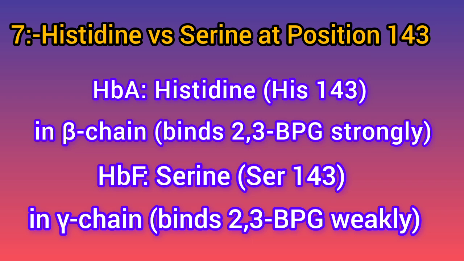2,3-BPG is a highly ionic molecule with a negative charge. Because of the presence of histidine and other amino acids, there is a formation of a positively charged central core in the deoxygenated state. Therefore, through electrostatic interaction, it will bind to the negatively charged 2,3-BPG. But due to the presence of serine, the central core will be less positively charged. Therefore, it will bind weakly with 2,3-BPG. Therefore, fetal hemoglobin has a higher affinity towards oxygen, as it will bind poorly with 2,3-BPG.